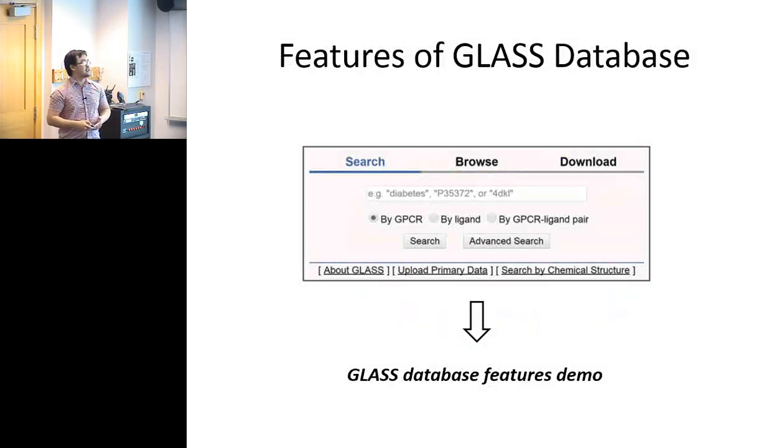Now, in the database, essentially you can search by ligand, or you can search by GPCR, or you can even search by GPCR-ligand pair. So it's kind of hard to show by slides, so I'm just going to have a really brief tech demo here to show what the database is capable of.